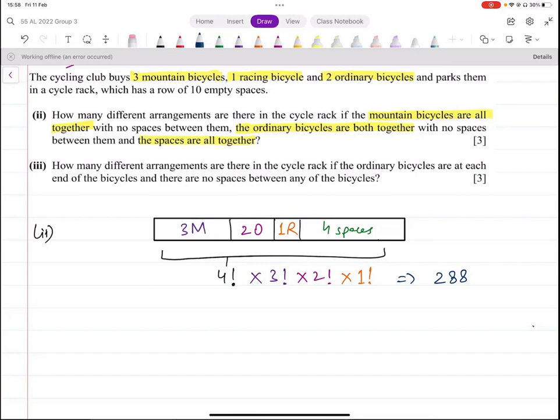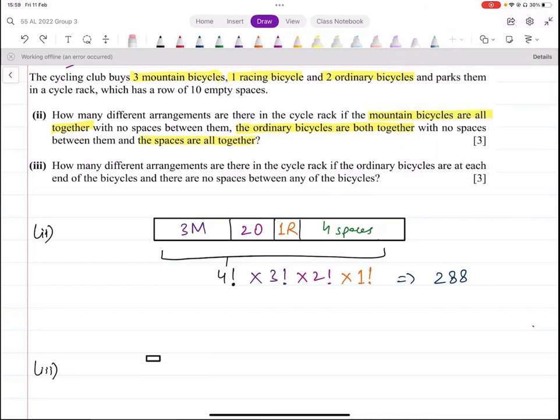Let's look at the third part. Now, what does this say? How many different arrangements are there in the cycle rack? If the ordinary bicycles are at each end of the bicycles and there are no spaces between any of the bicycles. So now there's an important point to note here. Ordinary bicycles are at each end of the bicycles and there are no spaces between any of the bicycles. तो जो ordinary है वो bicycles के end के ऊपर है. It does not mean कि जो आपके पास 10 spaces हैं.